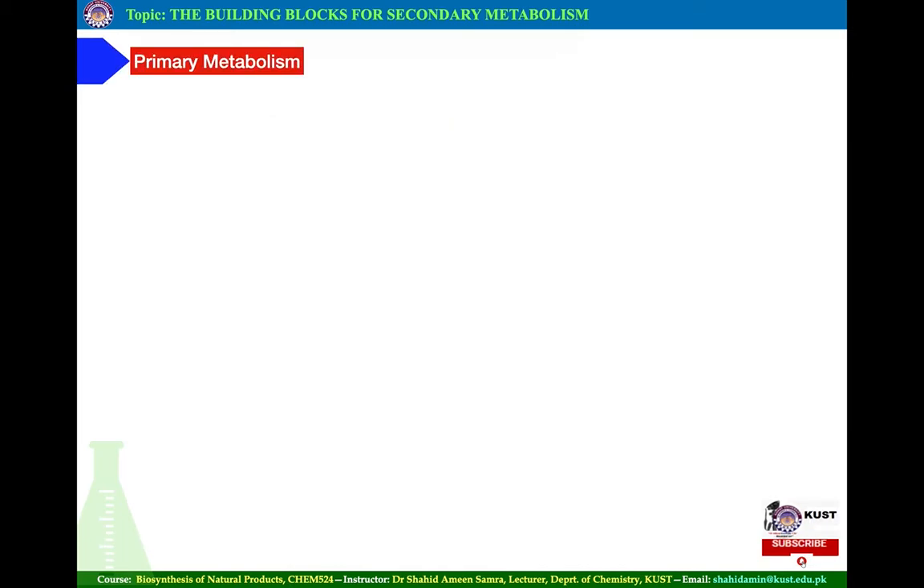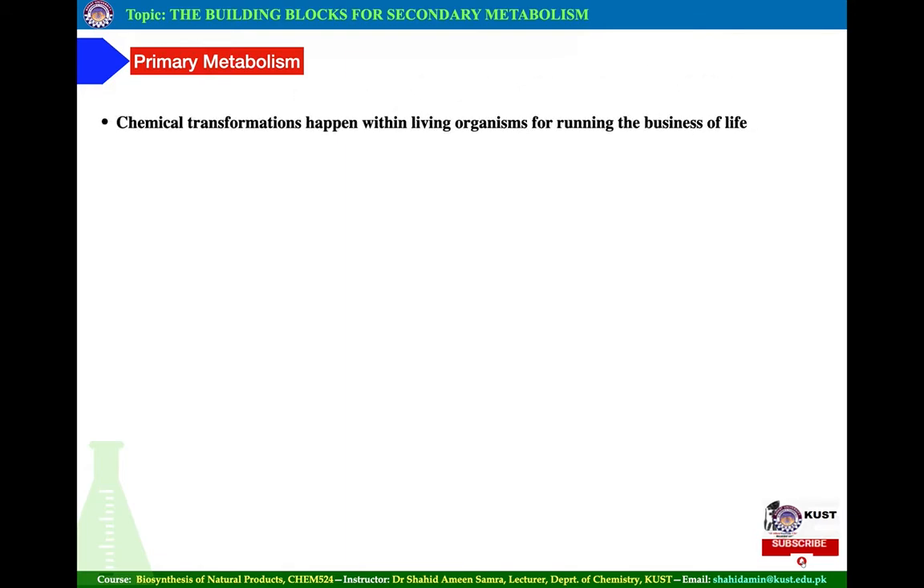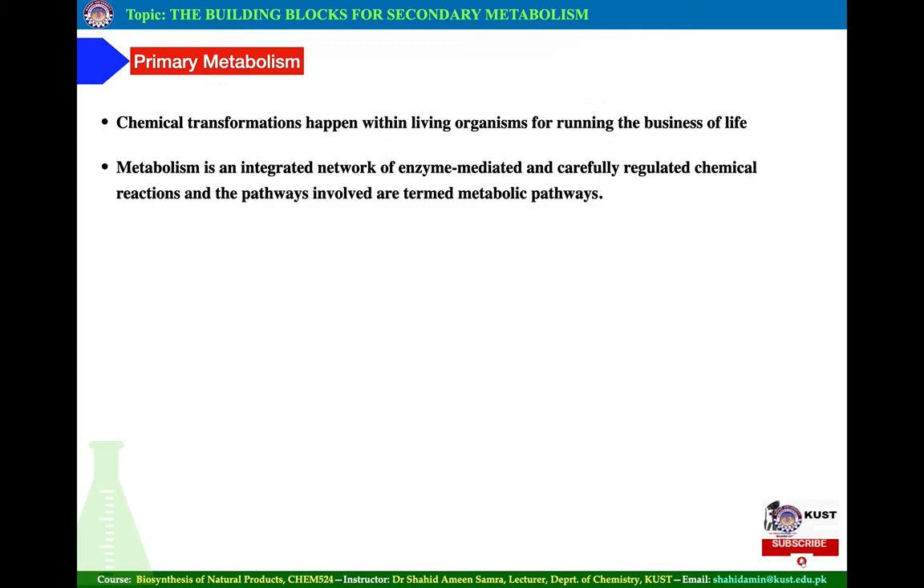So first we look at primary metabolism. These are chemical transformations that are happening within living organisms and that are responsible for running the business of life, whatever is needed for life, for example, energy and different materials that are inside the body. These are a result of primary metabolism. And metabolism itself is an integrated network of enzyme-mediated and carefully regulated chemical reactions. The pathways involved there are termed metabolic pathways.